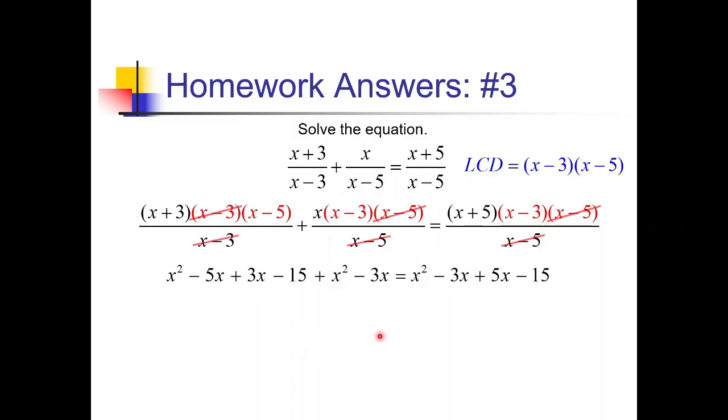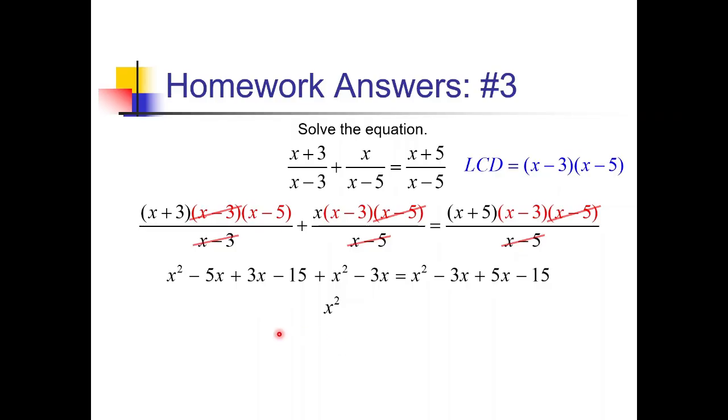All right, we have a lot of cleanup to do over here. So let's move everything over to the left side because I've got more x squareds over there, so I want to end up with a positive x squared when the dust settles. We have an x squared plus an x squared. That's a 2x squared. We're going to be subtracting this x squared over here, so we just have a 1x squared on the left, which is really good.